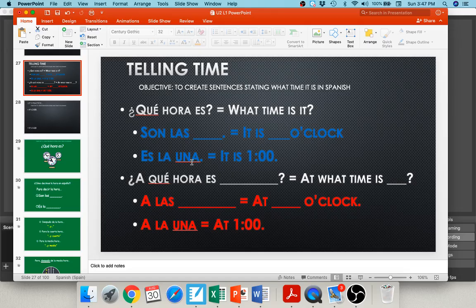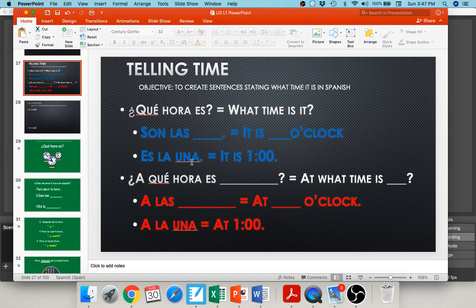It's 1 o'clock. For any time other than 1 o'clock, we're going to say son las and the number. So son las dos. It's 2 o'clock. Son las tres. It's 3 o'clock. So remember, for 1 o'clock, es la una. For all other times, son las and a number.